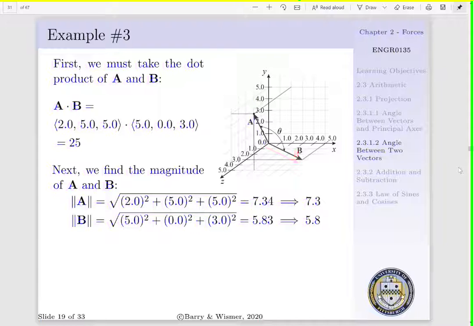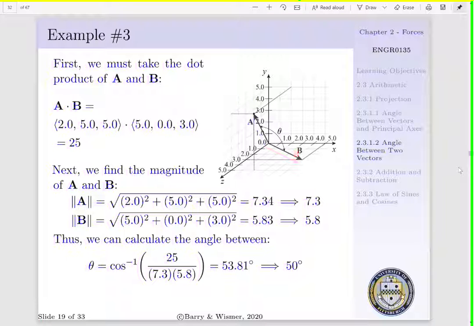The magnitude of a is equal to the square root of 2.0 squared plus 5.0 squared plus 5.0 squared, which is equal to 7.3 after taking into account significant digits. The magnitude of b is equal to the square root of 5.0 squared plus 0.0 squared plus 3.0 squared, which is equal to 5.8 after taking into account significant digits.